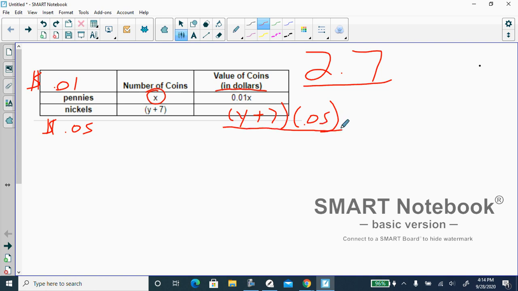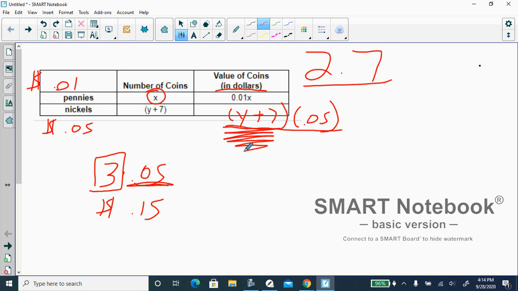For example, if we had 3 nickels and they're each 0.05, 3 times 0.05 would be 0.15, or 15 cents. 0.15 of a dollar or 15 cents. So this is the count, this is the value. If this expression represents the count, the number of coins, and this is the value, multiply those together and that'll tell you how much money you have in nickels.